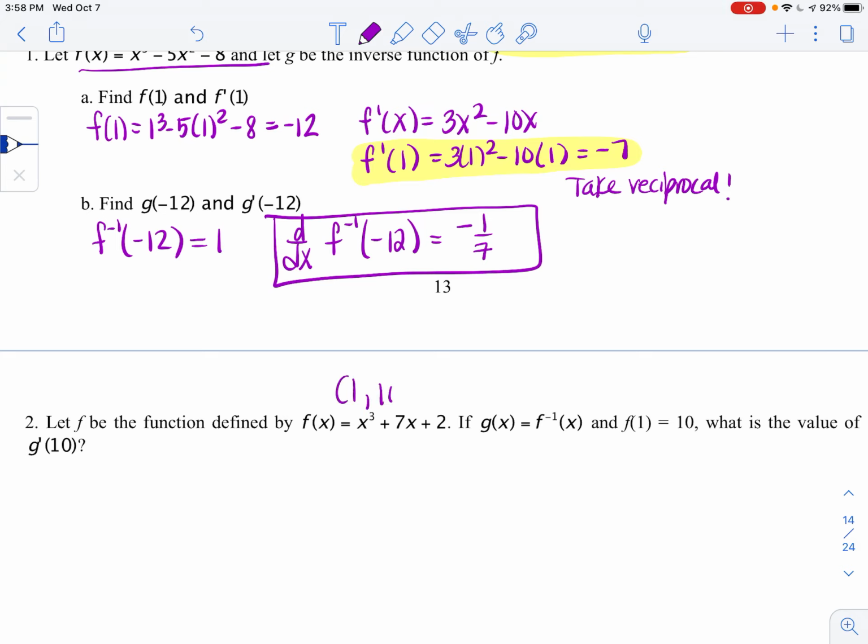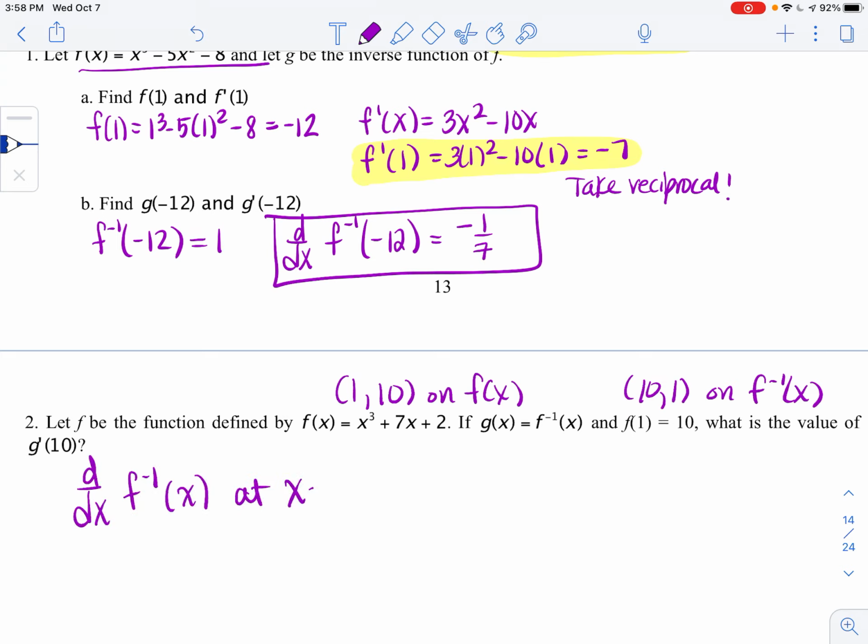You know you have the point (1, 10) on f of x, which again means you have the point (10, 1) on f inverse of x, if you need to look at it like that. You're being asked for the derivative of the inverse function at x equals 10. The tricky part is, this is not x equals 10 of my original function. This is x equals 10 on the inverse function.